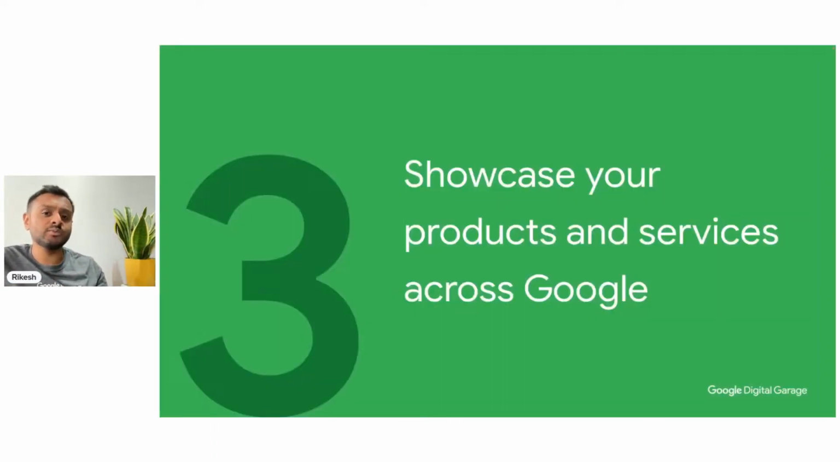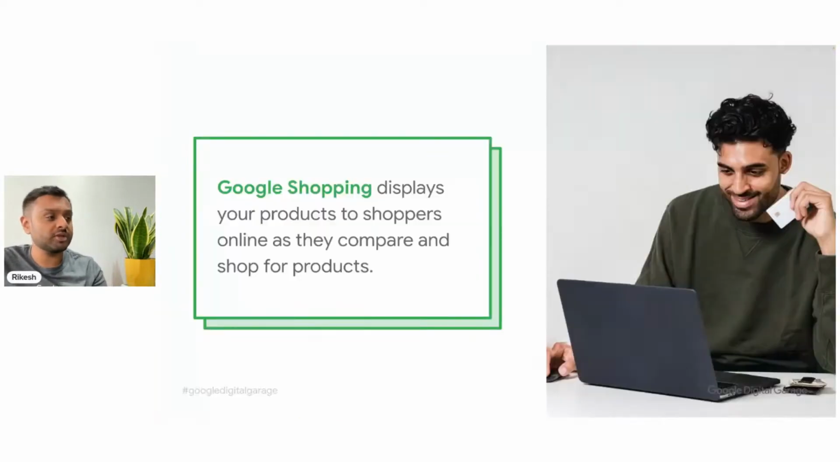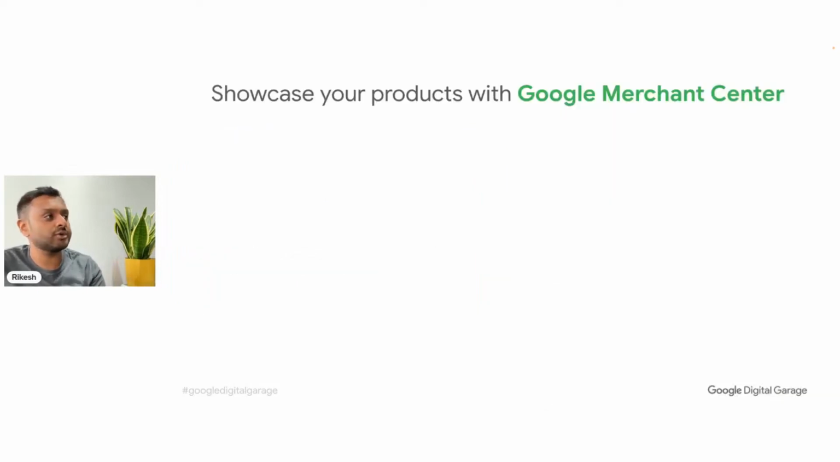Now, the fourth and final place in which we can have a presence on Google is through Google Shopping, which is the last part that I want to talk through. Google Shopping displays your products to shoppers online as they compare and shop for products. So this is very much catching those potential customers in the messy middle phase, when price comes into play, because many of us do compare prices and see if we can get it cheaper at a certain retailer. That's where Google Shopping comes into its own.